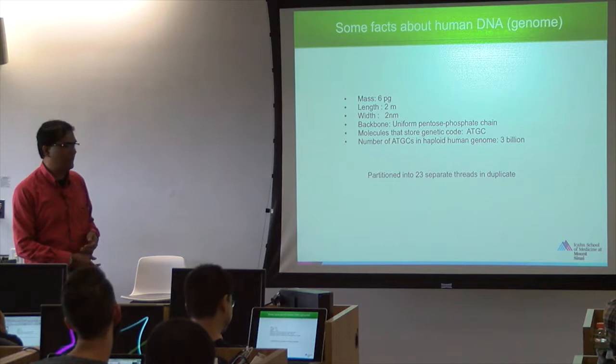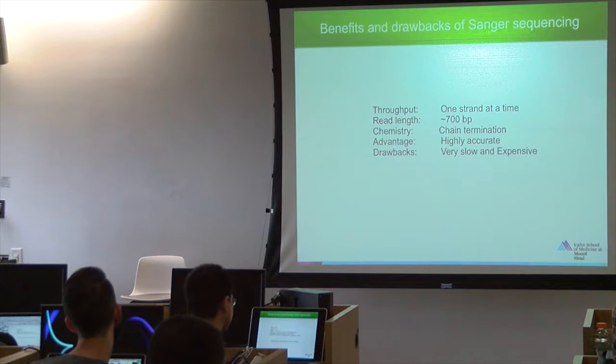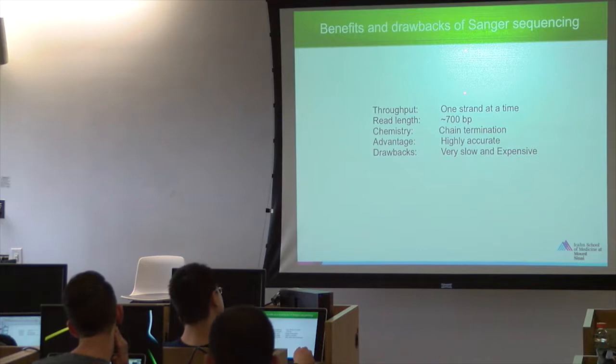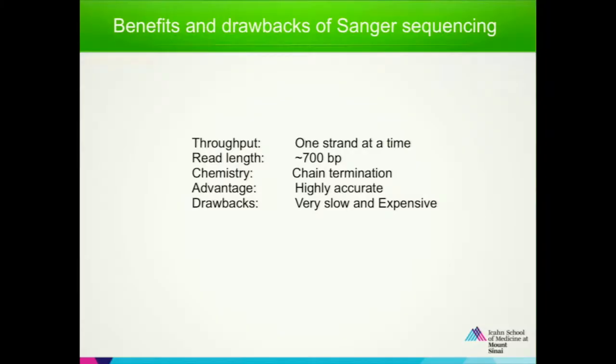So to do this, the available technology was Sanger sequencing. Right? The problem was that it can sequence only one strand at a time, 700 base pairs. The chemistry is chain termination, highly accurate, but very slow. You can sequence 700 base pairs at a time. Imagine you have 3 billion bases if you're sequencing a haploid genome. How much time does it take to sequence 3 billion if you're taking 700 base pairs at a time, right?